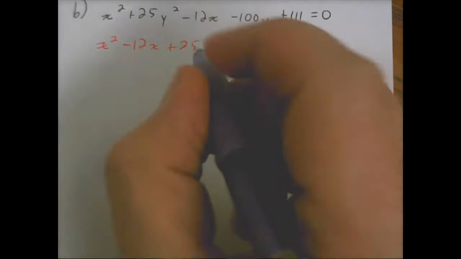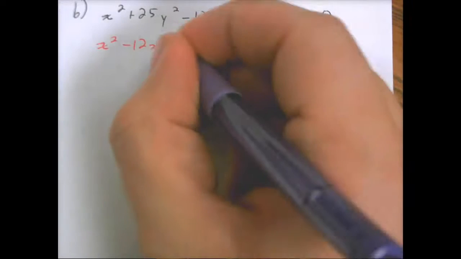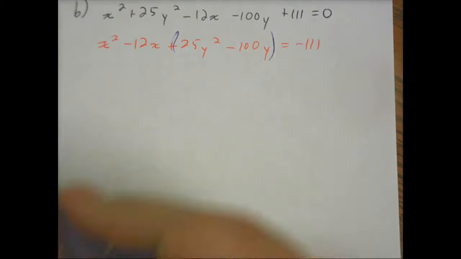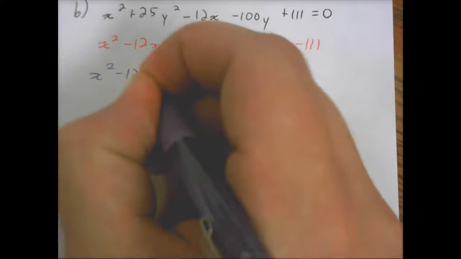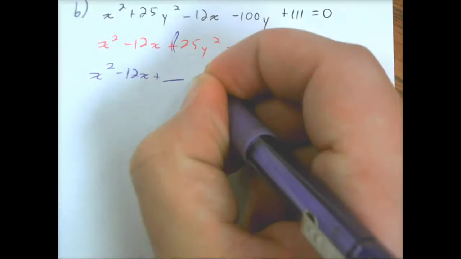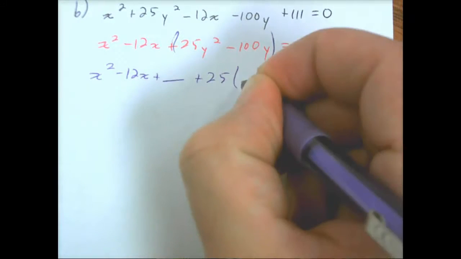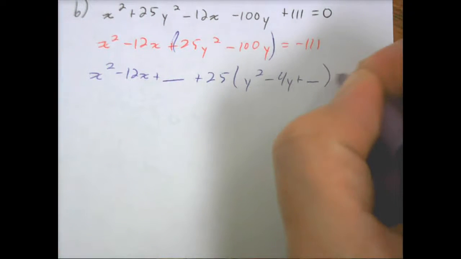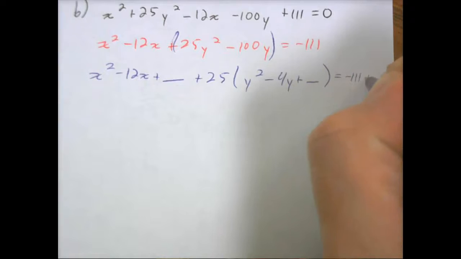Okay, so now I can actually complete the square, but notice again with your y term, you do not have a coefficient of 1, so you need to factor out 25 from those terms. So we have x squared minus 12x plus something, plus factor out the 25, so you have just y squared minus 4y plus something equals -111 plus something.